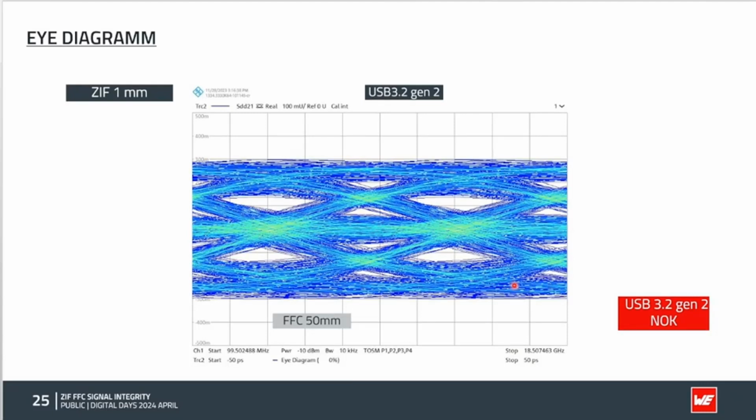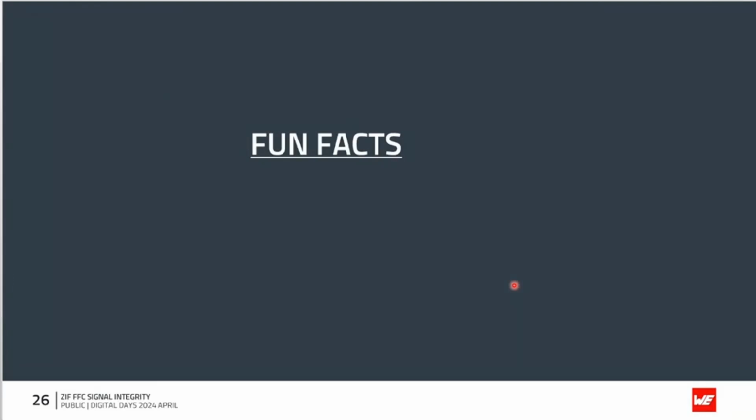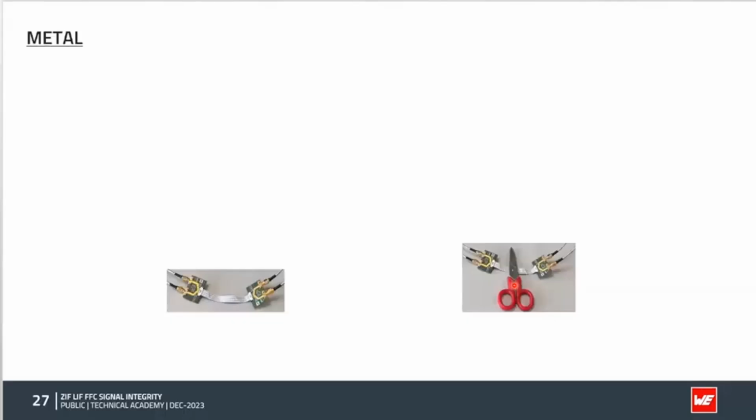And now, fun facts, that's how I call these parts. These are, I would say, more applicable things: the influence of different parameters. Of course the FFC is not fully in the air. It will touch the table. It will touch your metal cabinet. It will touch something, I don't know what.